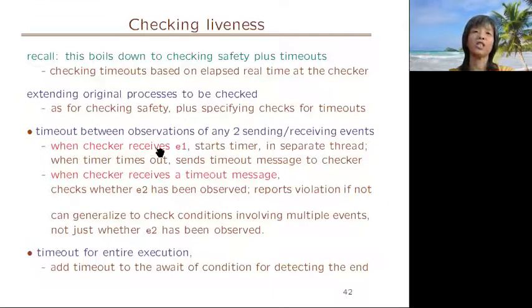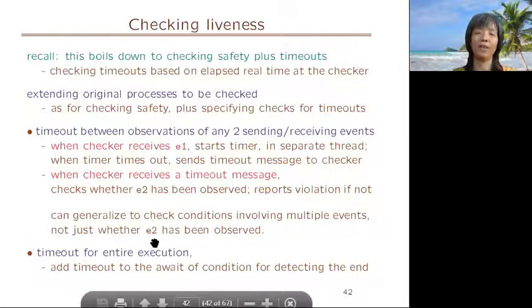So when the checker receives event 1, it starts a timer in a separate thread. And when the timer times out, the thread would send a timeout message to the checker. When the checker receives the timeout, it checks whether event 2 has been observed and reports a violation if not. Okay, this can generalize to check conditions involving multiple events, not just whether event 2 has been observed. You can check any condition. And then the second kind is, of course, the timeout of the entire execution. All you have to do is add a timeout to the wait of the condition for detecting the end.